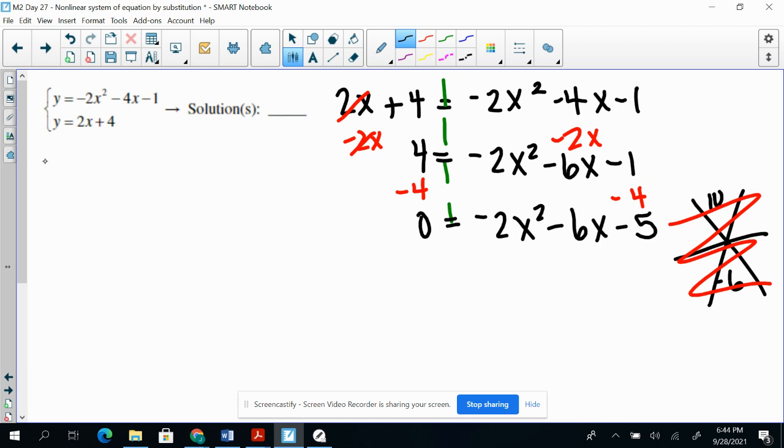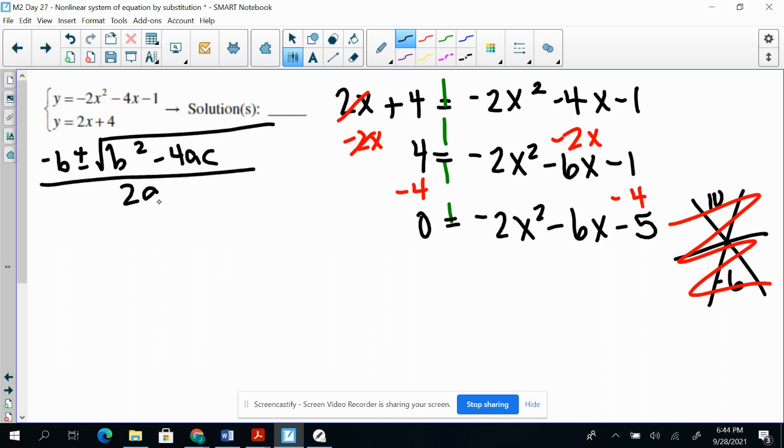Okay, so again, negative b plus or minus square root b squared minus 4ac all over 2a. And if you haven't listened to the song enough, I will post it again later. If you need to memorize this formula because you don't have it memorized, the song is just obnoxious enough that it will 110% stick. I promise.